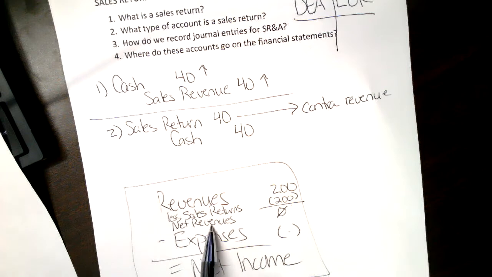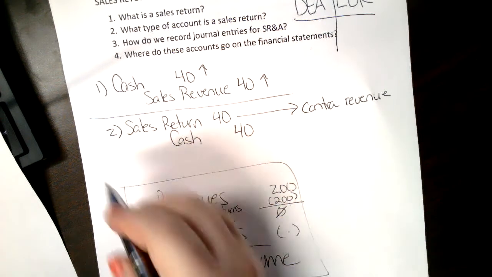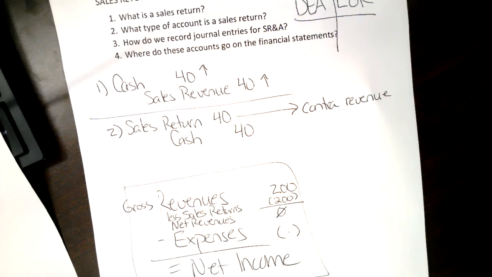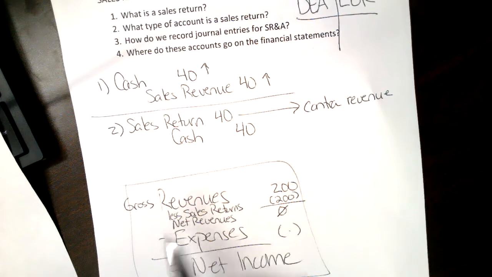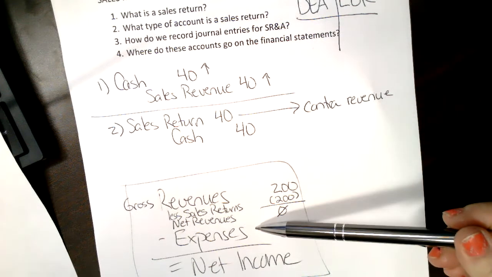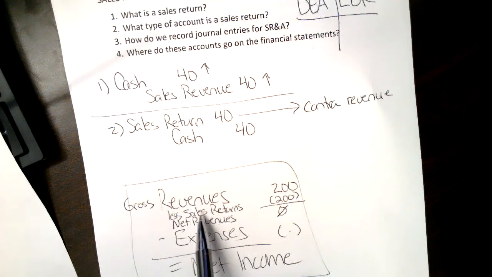So it's important that you can calculate net revenues. Hopefully by now you know the difference between gross and net. Gross is always the larger number, and the net number means it has been reduced by something. So seeing this placement on the income statement, you can answer the question of where do these accounts go in the financial statement? It goes on the income statement, but it goes in the revenue section, and it reduces revenue to get to net revenues, and then expenses come out of it.